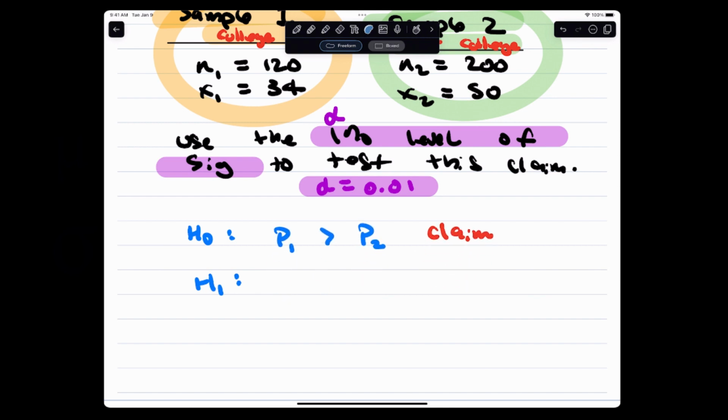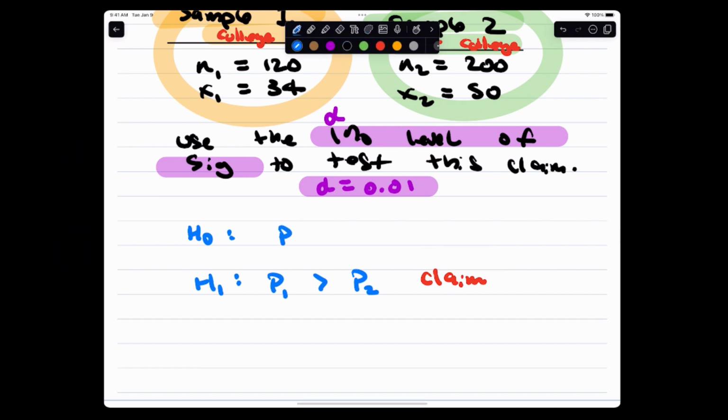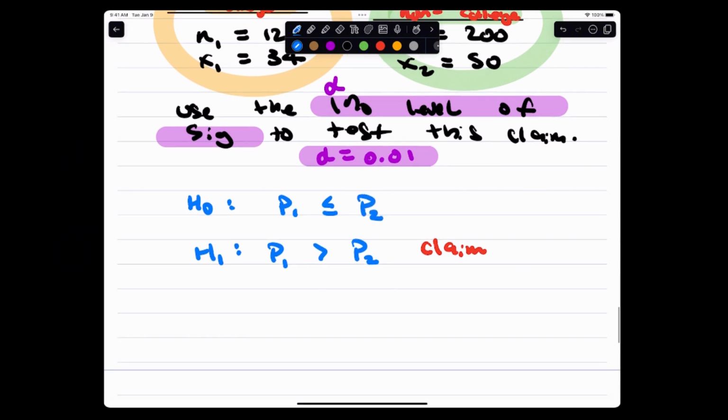Where do they belong, ladies and gentlemen? No, not the null. It's an alternate hypothesis. All right. P1 less than or equal to P2 is the logical opposite.